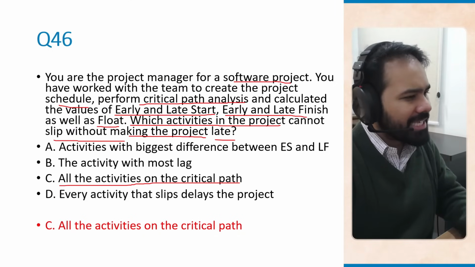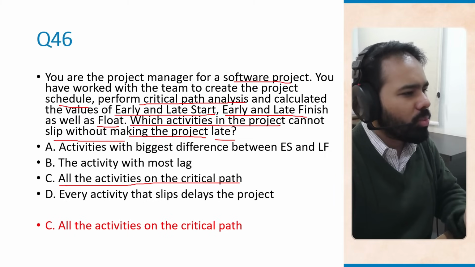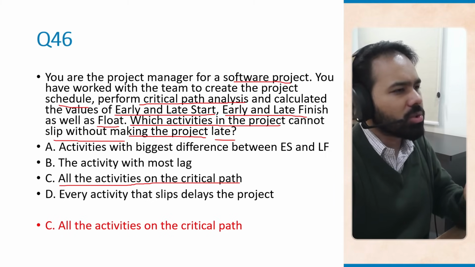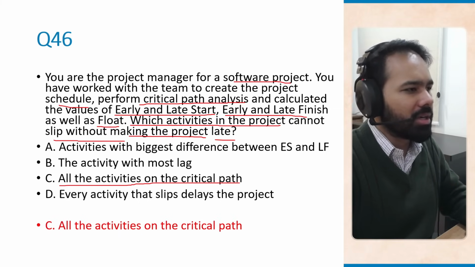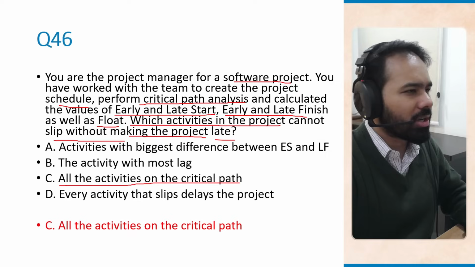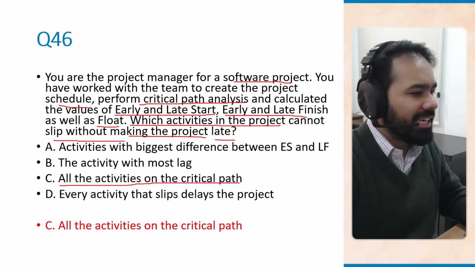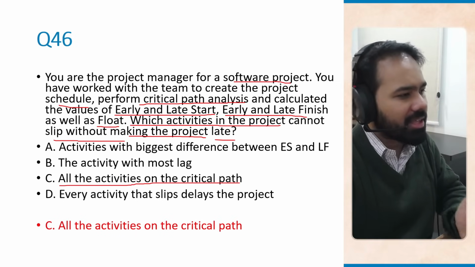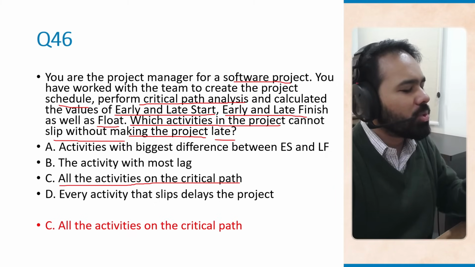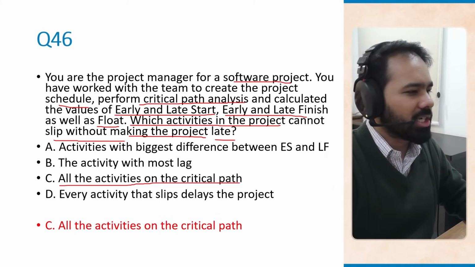Critical path is basically sequence of activities with zero float or zero slack. Float and slack are basically different terms for the same concept. So these are your longest pole in the tent. They cannot be delayed. Any delay in the critical path activity is going to directly delay the project completion.